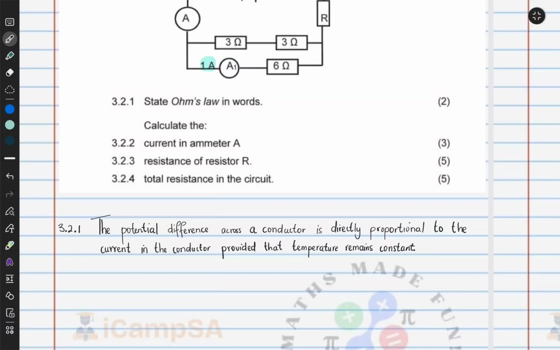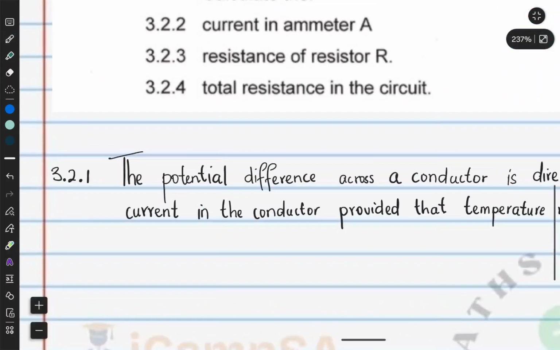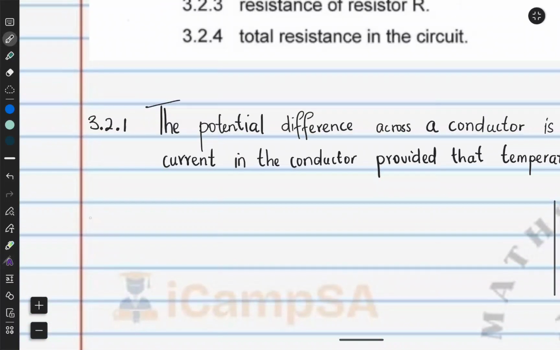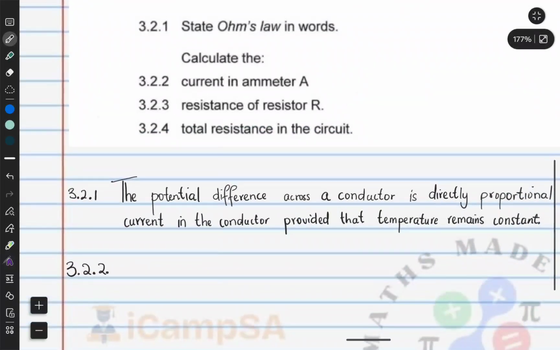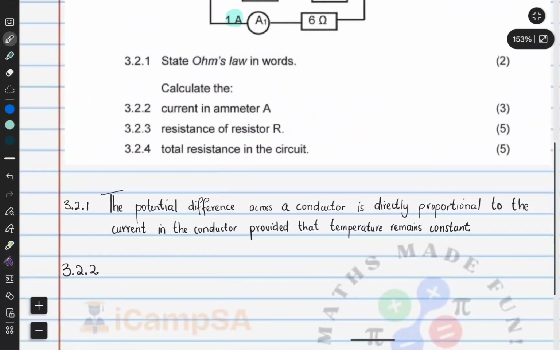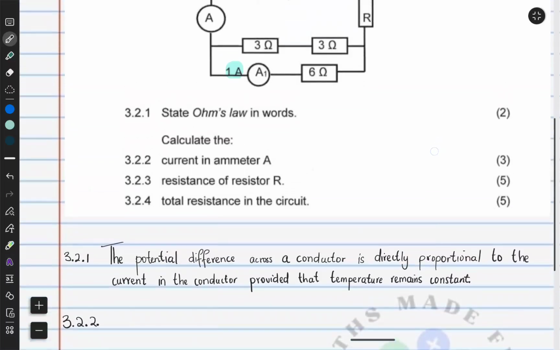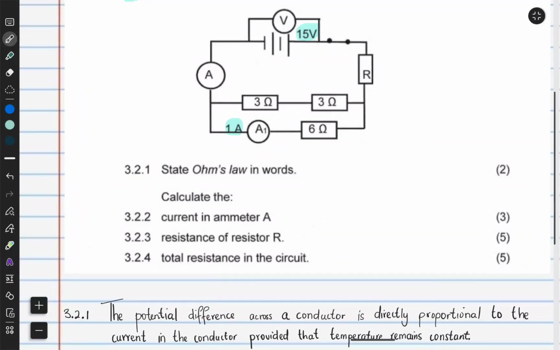So that's it. The potential difference across a conductor is directly proportional to the current in the conductor, provided that the temperature remains constant. That's how you would state it, and you would find it in your exam guidelines or your textbook. Okay, so let's go to 3.2.2. We're asked to calculate the current in ammeter A.